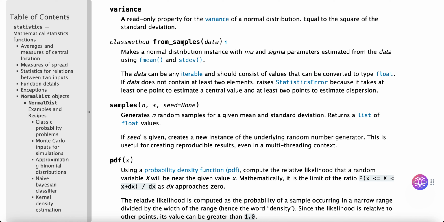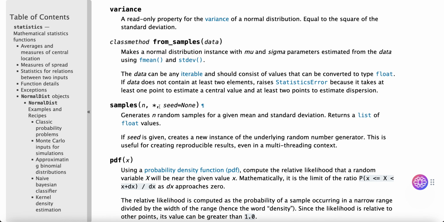Class method from_samples(data). Make a normal distribution instance with mu and sigma parameters estimated from the data using fmean and stdev. The data can be any iterable and should consist of values that can be converted to type float. If the data does not contain at least two elements, raises StatisticsError, because it takes at least one point to estimate a central value and at least two points to estimate dispersion.